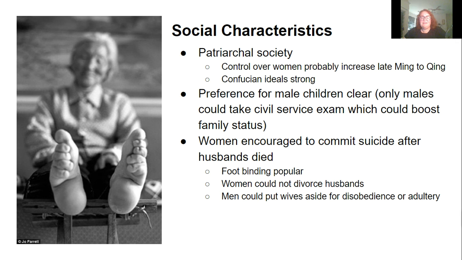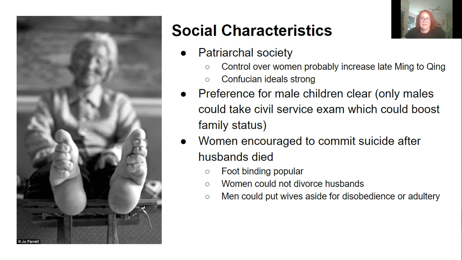One of the things that does not disappear is this patriarchal society that we have talked about before. One of the things that we talked about before was this control over women, and this increased in the late Ming to Qing dynasties, especially as those Confucian ideals came back into practice full force. In Chinese society, there was a preference for male children because only males could take the civil service exam, which could boost the family's social status.